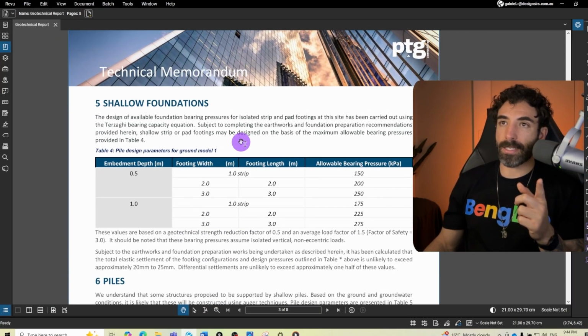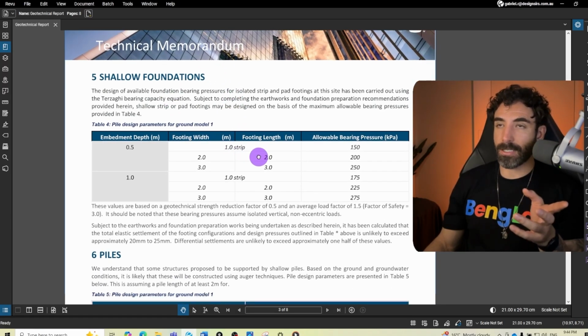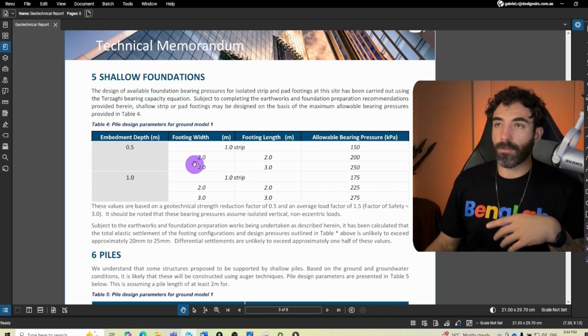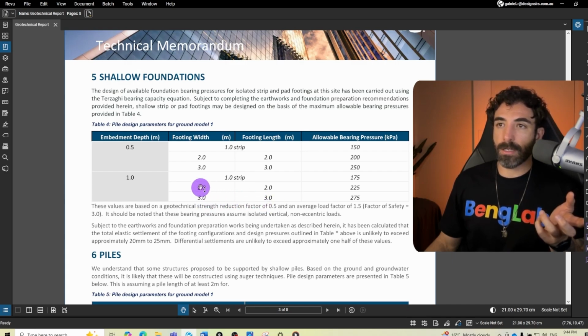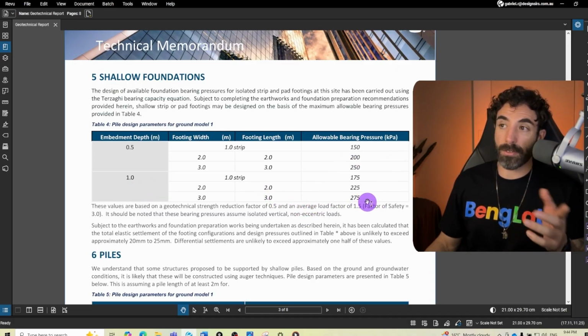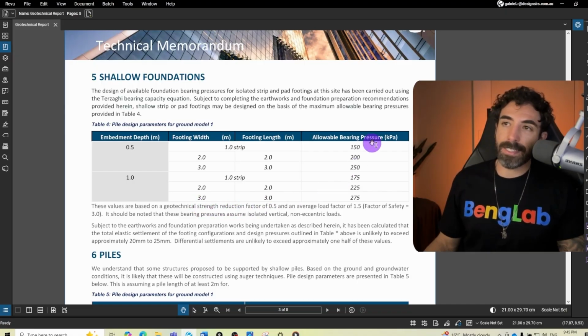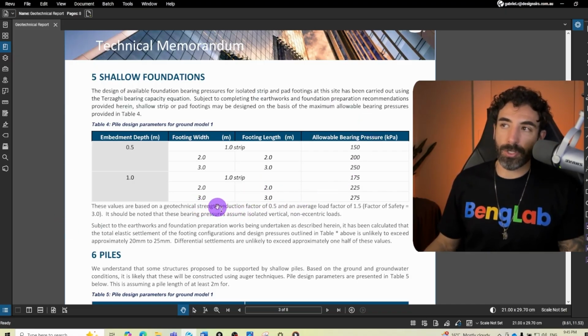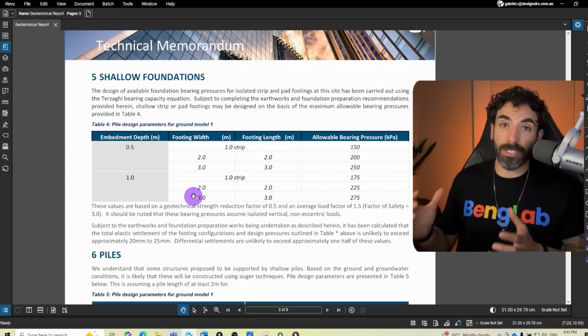So the next section is the shallow foundations. Shallow foundations are your high-level footings, which could be a strip footing or a pad footing. For example, for a pad footing 3 meters by 3 meters sitting on sand, which would be at 1 meter deep, we would get an allowable bearing pressure of 275 kPa. And that's the table that I was talking about when I said that you shouldn't use the same allowable bearing pressure for different dimensions of footings.